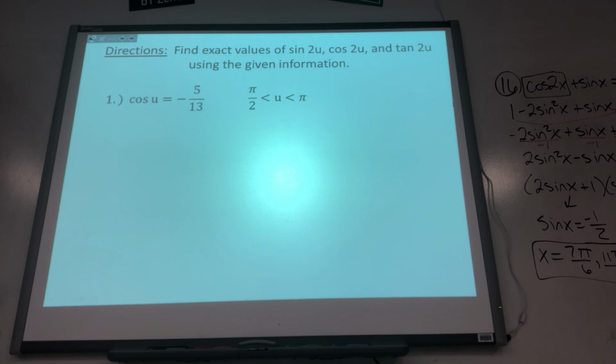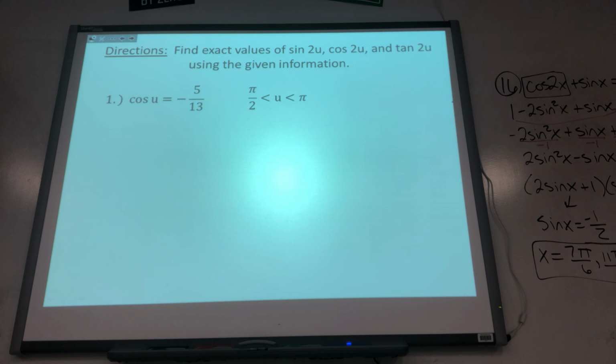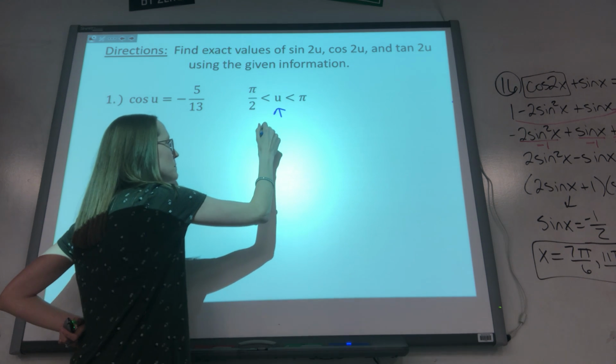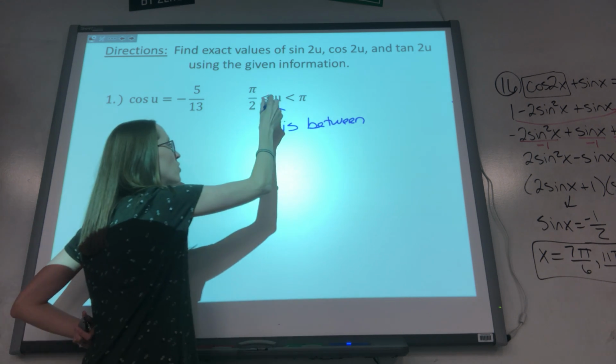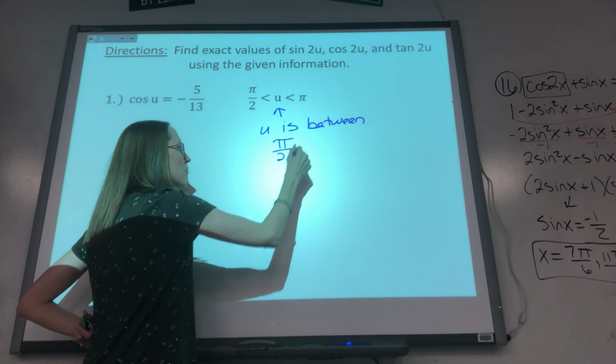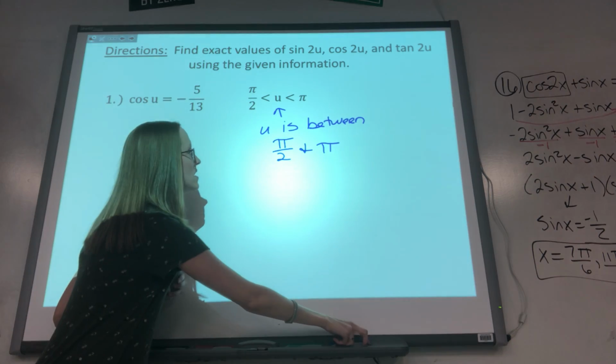Cosine of u is negative 5/13. And it's also given me this second part that says pi over 2 is less than u, which is less than pi. Now, I want to explain that notation a little bit, and we've maybe seen this before, but this is pretty much a fancy way of saying u is between pi over 2 and pi.